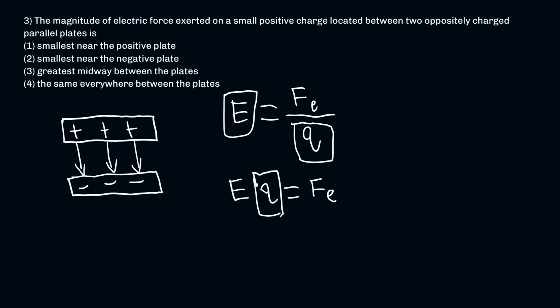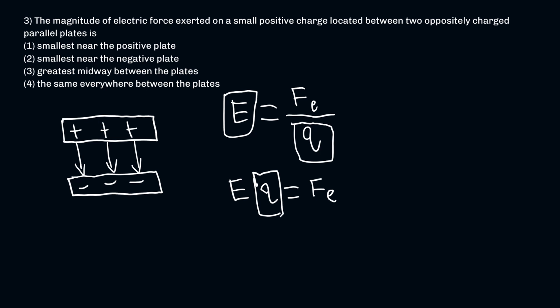So any part that I put this, the combination of E and Q is always going to be equal to the same force for any situation. If I have that value Q, if I have the value of E, no matter where I move it between these two plates, that combination, multiplying them together, is always going to equal whatever that electric force is going to be for that situation. So it's the same everywhere between the plates.